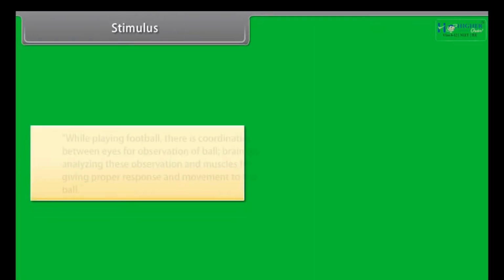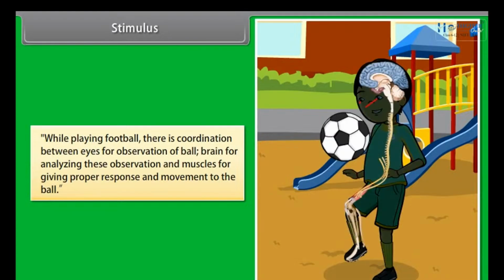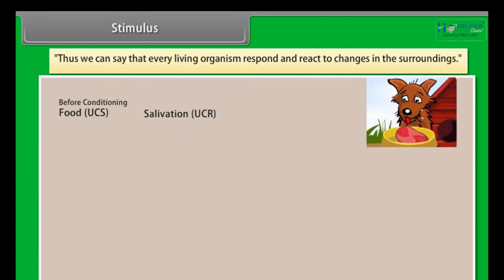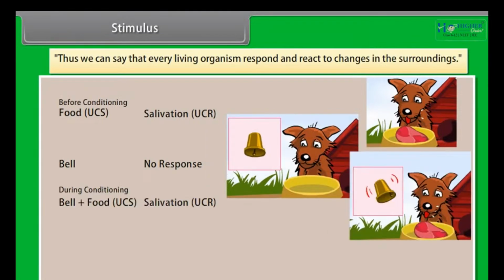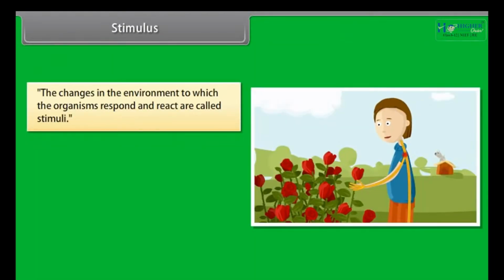Stimulus. While playing football, there is coordination between eyes for observation of ball, brain for analyzing these observations, and muscles for giving proper response and movement to the ball. Thus, we can say that every living organism responds and reacts to changes in the surroundings. The changes in the environment to which the organisms respond and react are called stimuli.